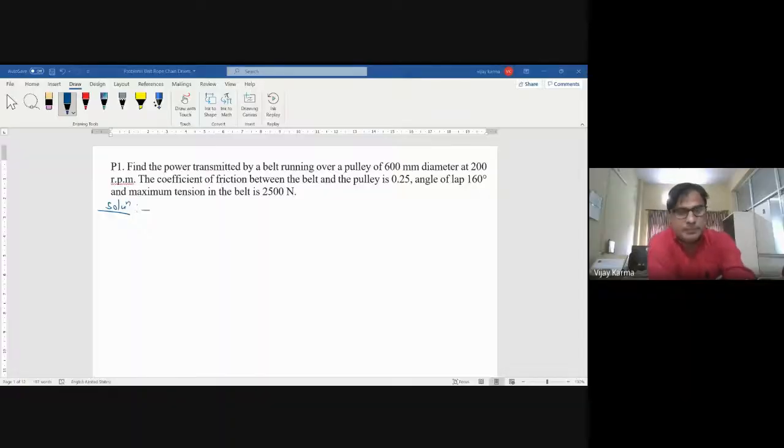Type of problem. Okay. So to solve the problem, let's first note what parameters are given to us. Here we have the diameter of the pulley and the rotation of the pulley in RPM. Let the diameter be D, given as 600 mm, and n is the RPM, which is 200 RPM.